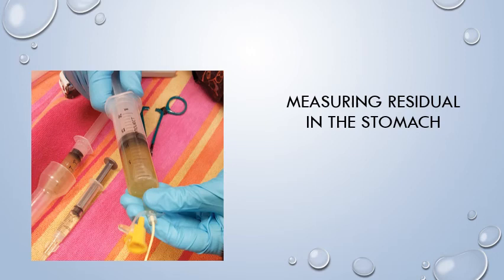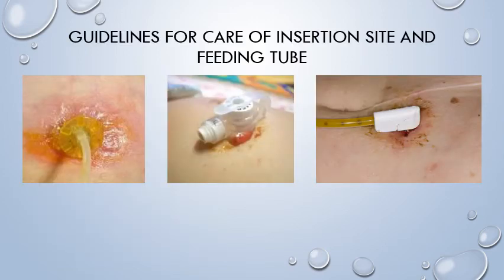If the residual amount is more than what the nurse has told you is acceptable, do not put any food or medication into the feeding tube and notify the delegating nurse immediately. Use as many syringes as needed to draw out any or the complete contents of the stomach as directed by the nurse. Note the amount and color. Return the residual to the stomach as instructed by the delegating nurse.